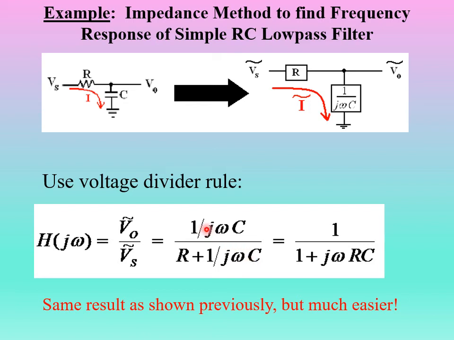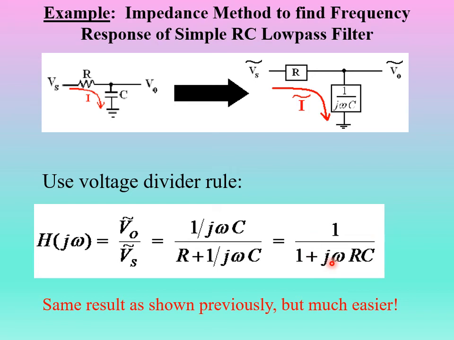And notice we've got fractions inside of fractions, so that's easy to eliminate. Just multiply every term here by j omega C. So we end up with 1 over, this term here becomes a 1. I'm going to put that in front. And then here we get j omega RC. And here it is. This is our frequency response.